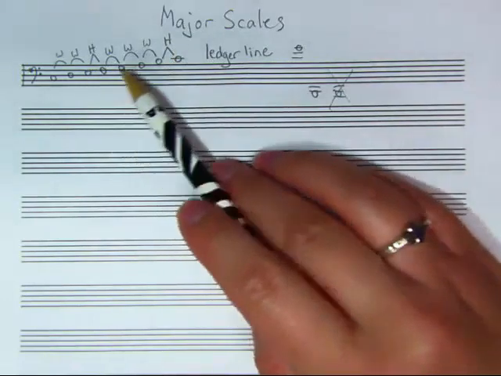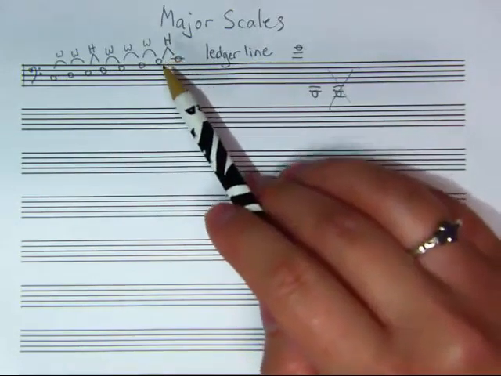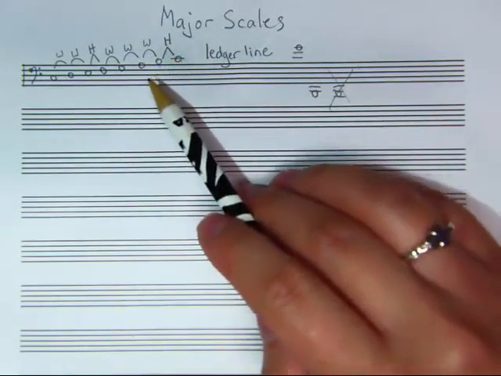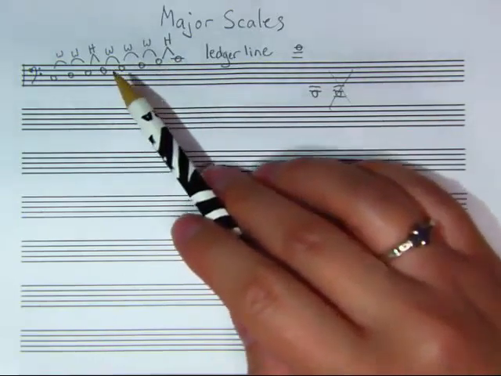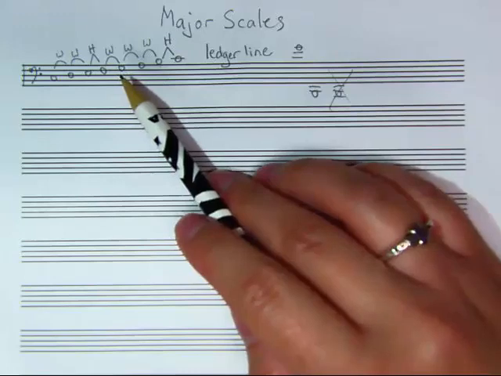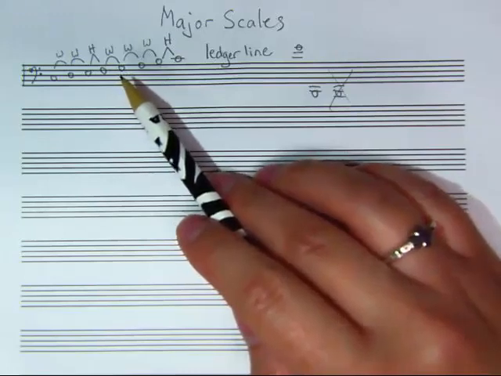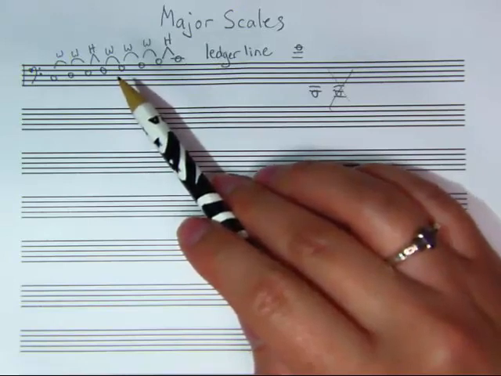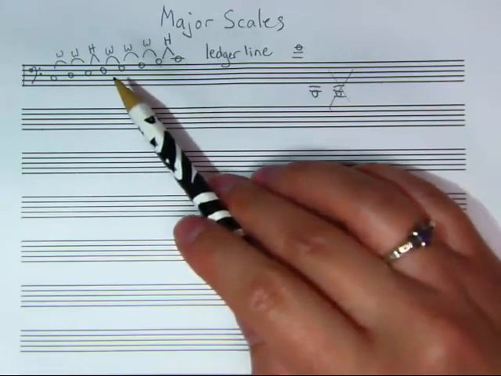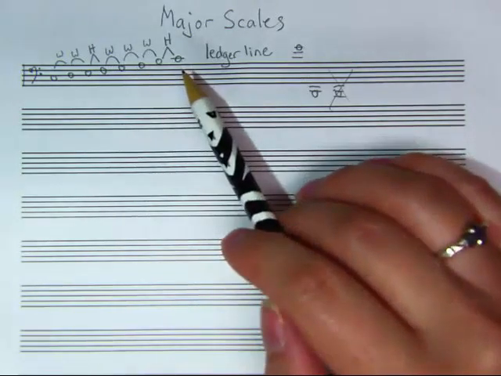So I can take this pattern of whole and half steps and apply it to starting on any pitch, and I can get a major scale. Because the pattern is consistent, all major scales sound the same. They start on different pitches, but they have the same relationship to each other. That's why if you hear a song in one key and later hear the same song in another key, it still sounds like the same song, because there's always this consistency of the pattern.